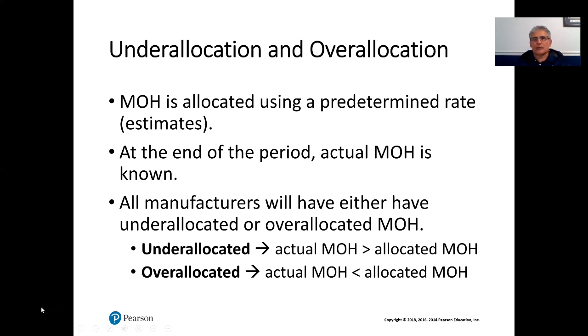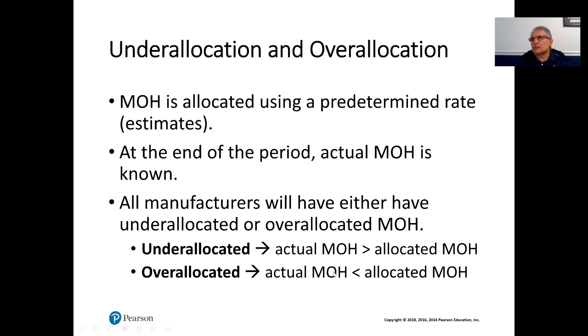However, there can be a circumstance where our actual MOH is less than what we expected. In other words, we spent less than what we expected for the year. So if we are spending less than what we estimated, then our actual MOH is less than allocated MOH. If our actual costs are greater than allocated, then we're underallocated. We didn't allocate enough. If our actual MOH is less than our allocated, then we've allocated too much.